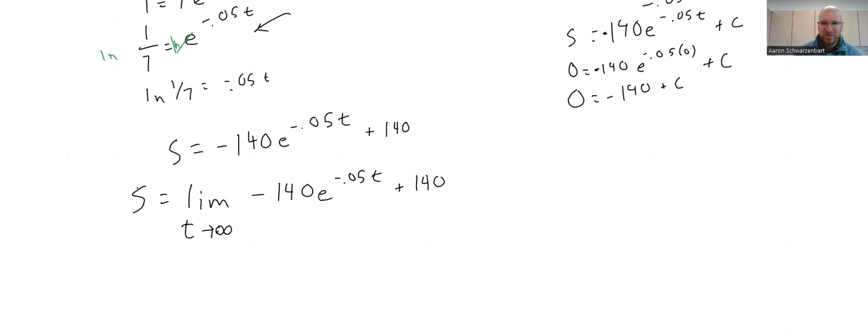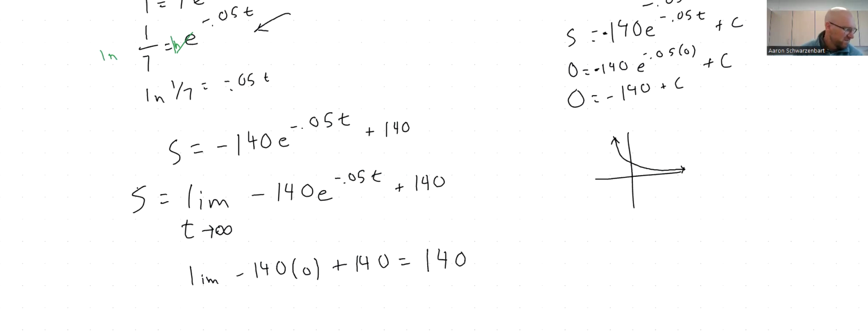Look at e to the negative 0.05t. It's going to look like that. This is going to 0. So as t goes to infinity, that goes to 0. So I'm looking at ultimately negative 140 times 0, which is 0. So s is 140. Is it feet? It is meters. The skater will go 140 meters before they fully stop.